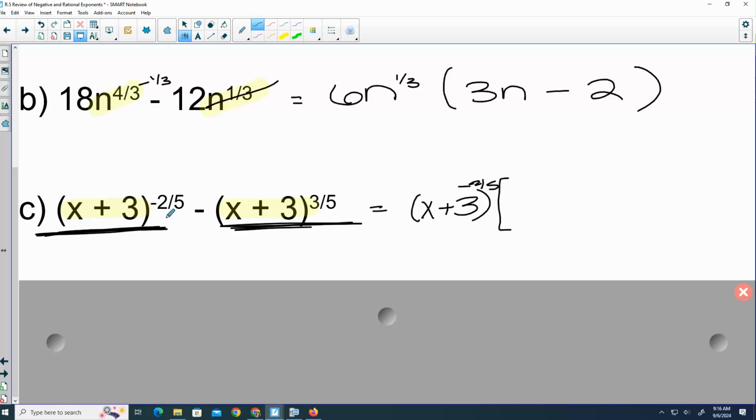If I took out the whole thing here, what am I left with? 1, right? It's like dividing it by itself. 2 divided by 2 is 1. Minus, over here, I still have my x plus 3. If I subtract -2/5, it's 1, so it's an x plus 3 the first.